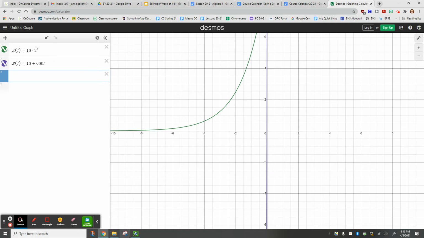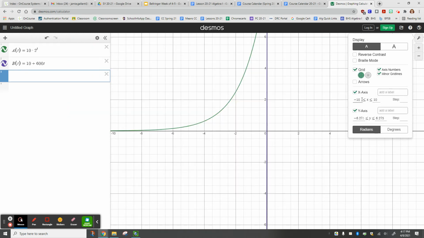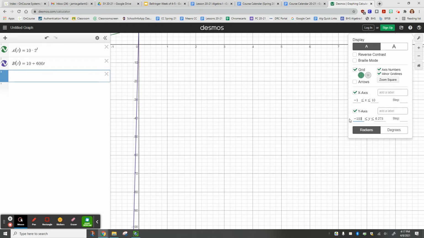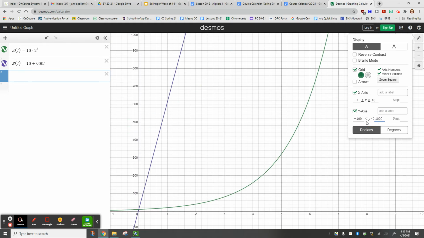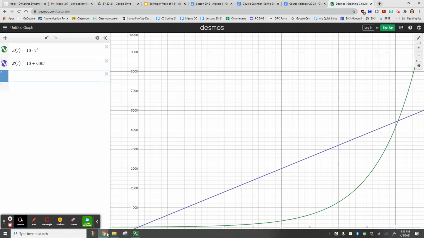All right. So I'm going to do this a little out of order from what it tells us to do. It wants us to sketch the graph, but we can't see anything. So let's make our graph match this. Let's do from 0 to 10 on the x and 0 to 10,000 on the y. Actually, I like to give myself some breathing room, so let's do negative 1 to 10 on the x and negative 100 to 10,000 on the y. That just gives us a little more to look at.